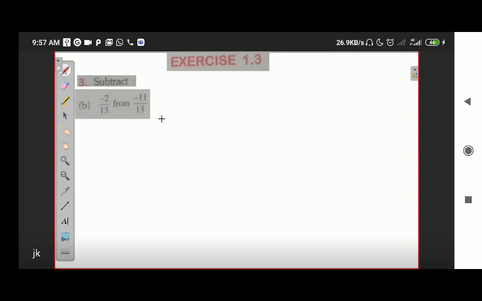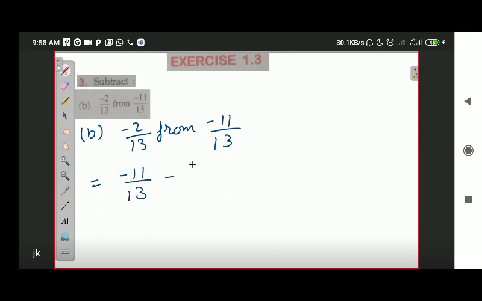Okay, so this is question number 3, B part. Question is minus 2 upon 13. We have to subtract minus 2 upon 13 from minus 11 upon 13. First of all we will write it in proper mathematical form. This will be minus 11 upon 13 comes forward, subtraction sign, and then minus 2 upon 13. I'm going to simplify the signs. This will be minus 11 upon 13 plus 2 upon 13.